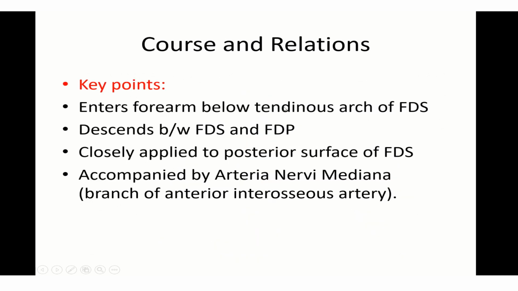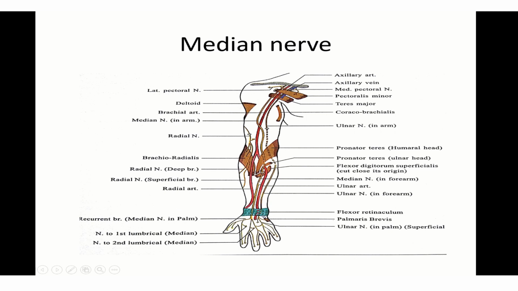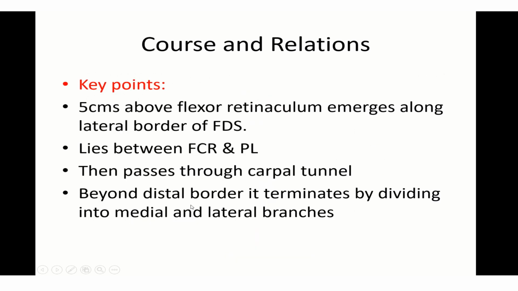So then enters forearm below tendinous arch of flexor digitorum superficialis. So descends between flexor digitorum superficialis and flexor digitorum profundus. It is closely applied to posterior surface of flexor digitorum superficialis, accompanied by arteria nervi mediana, which is a branch from anterior interosseous artery. So you can see here, this is the median nerve in forearm.